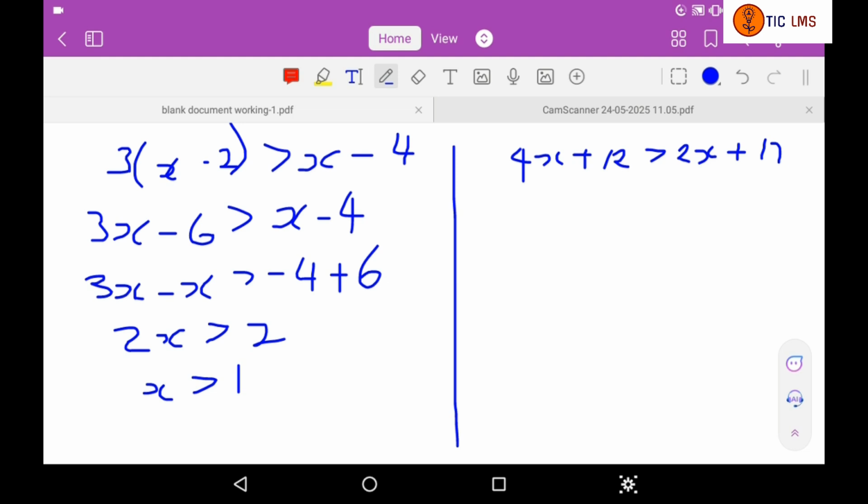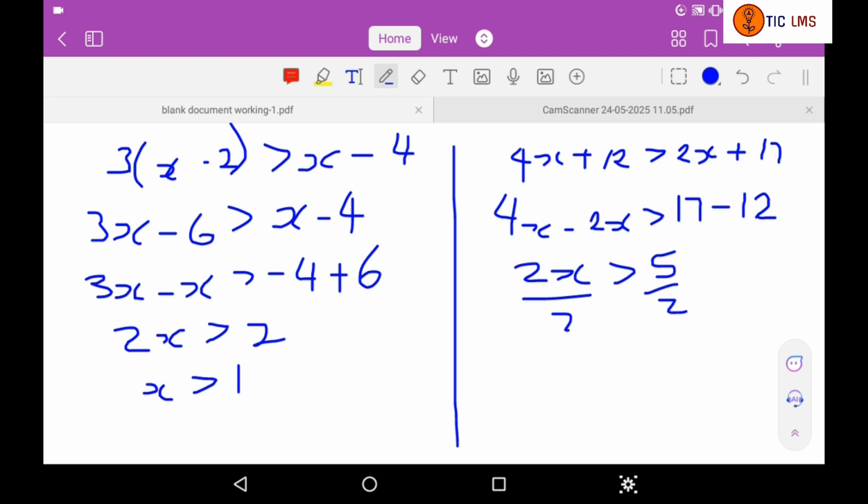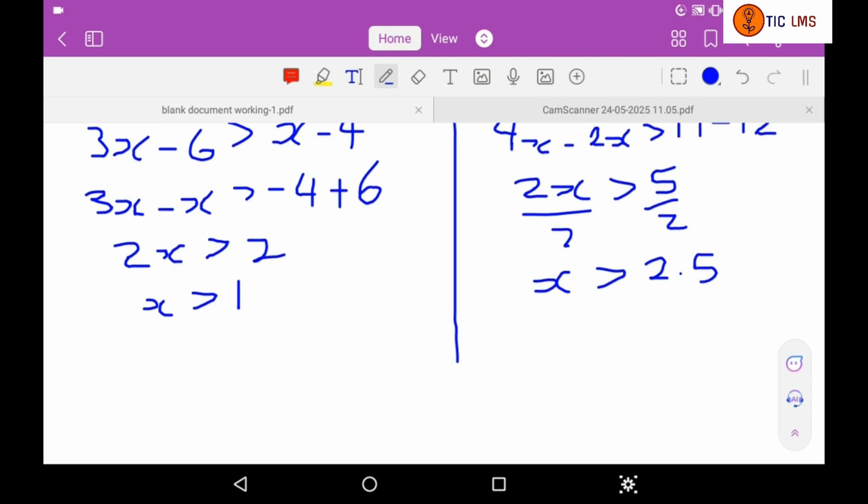Okay, so move on to the one on the right. We collect like terms, so 4x minus 2x is greater than 17 minus 12. Collecting like terms, 4x minus 2x is 2x, and 17 minus 12 is 5. We're going to divide both sides by 2, and we have x is greater than 5 divided by 2, that gives us 2.5. Good.